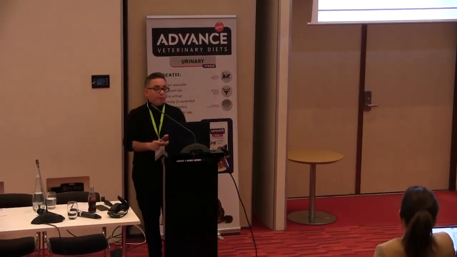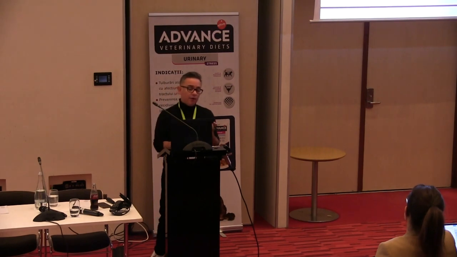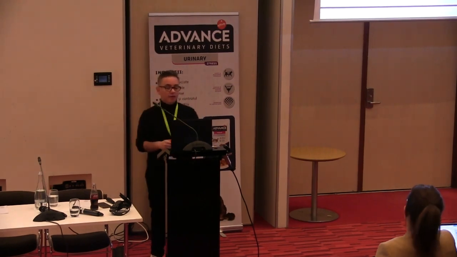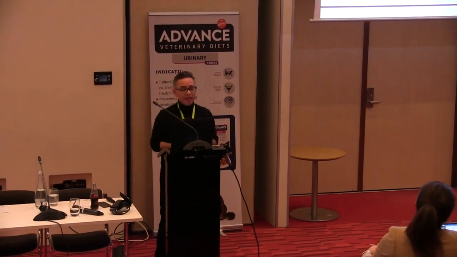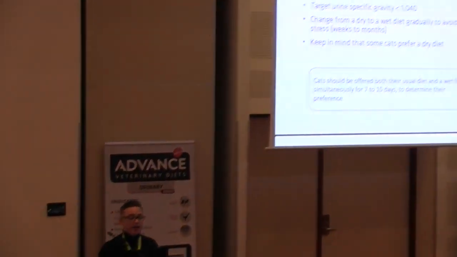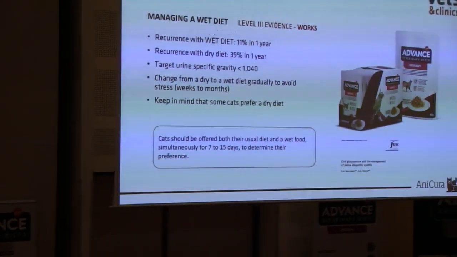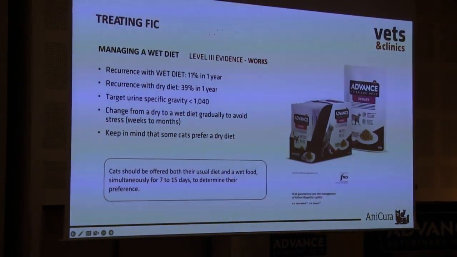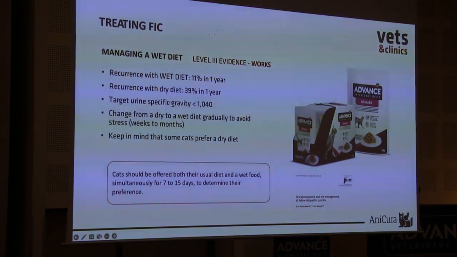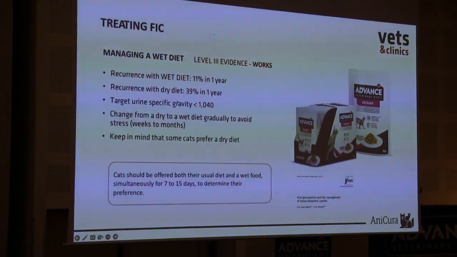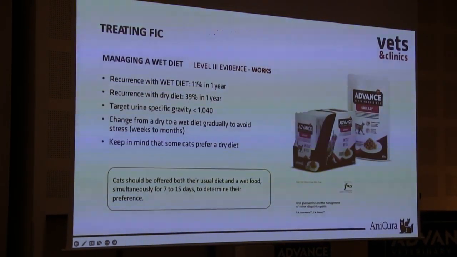Wet diet is very important. Before I mentioned a lot of the diets that we have in Affinity Advanced, and this has evidence level 3 because it decreases the recurrence when you use wet diet. In 1 year it is 11%, because when you use dry diets the recurrence is higher. Okay.